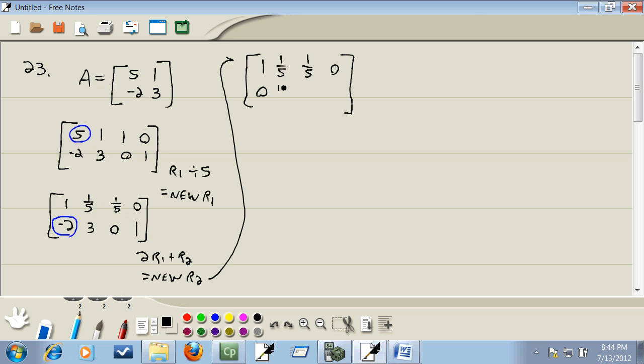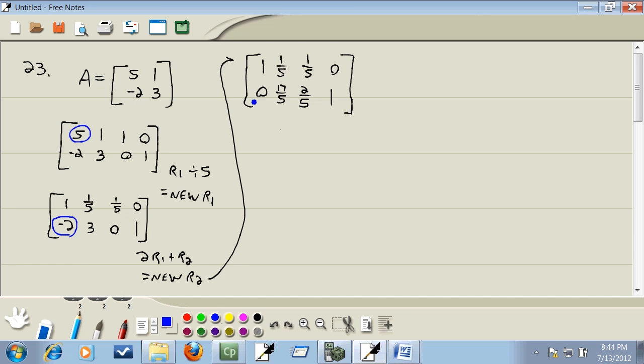Let me think that through. Okay, 2/5 plus 3 is 17/5. Okay, yeah. And then 2 times 1/5 gives us 2/5 plus 0. That's easier. 2/5. And 2 times 0 is 0 plus 1 is 1.